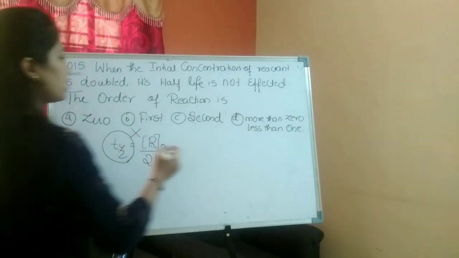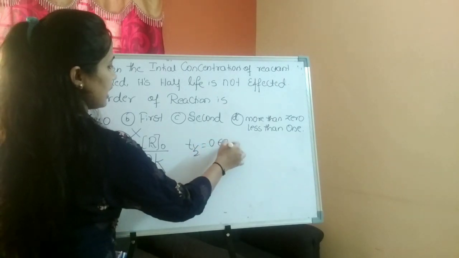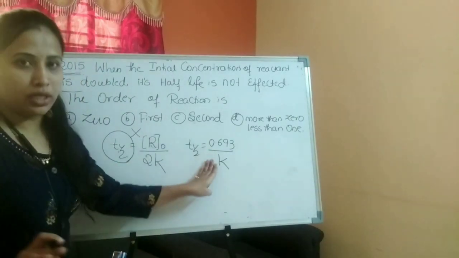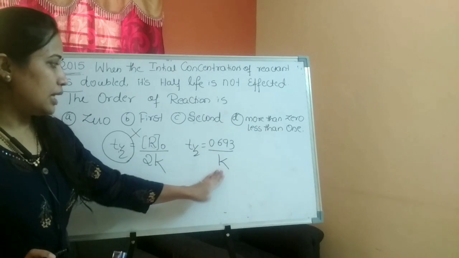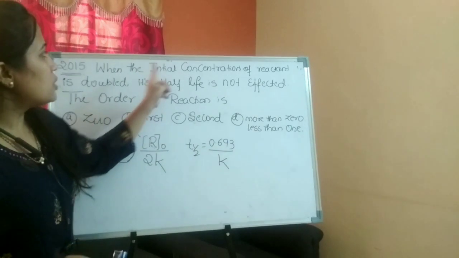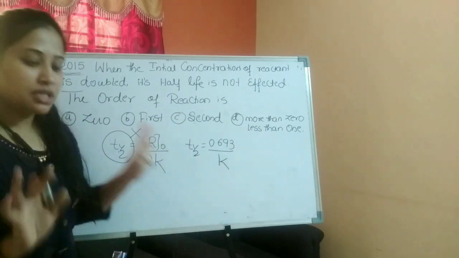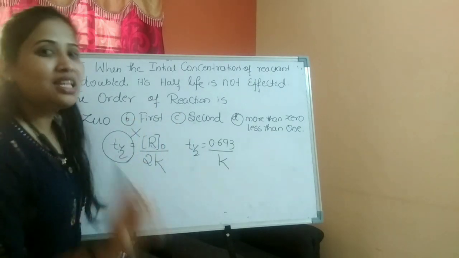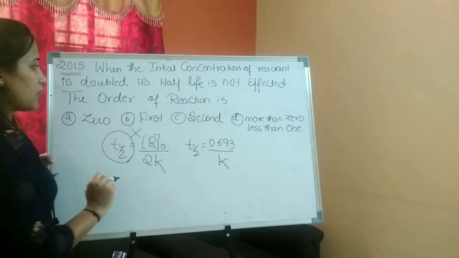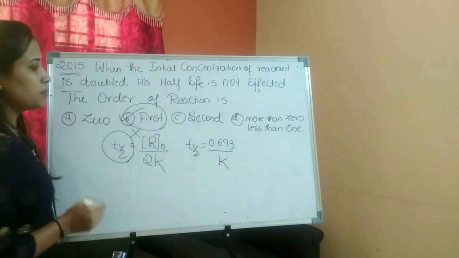Similarly, if I go to the first order, t half is equal to 0.693 divided by K. This is the half-life period of the first order reaction. So can you see any reactant term over here? No. Means even if the initial concentration of a reactant is doubled, its half-life is not affected. The half-life of a first order reaction is independent of the concentration. So according to the statement they have given, the order of the reaction is first order. So it is option B.